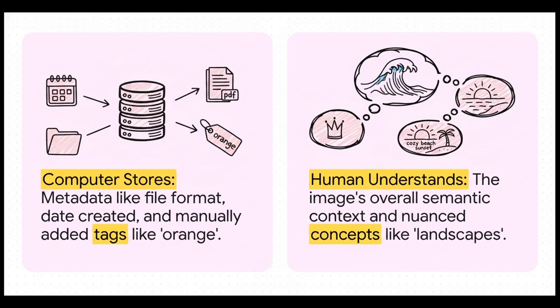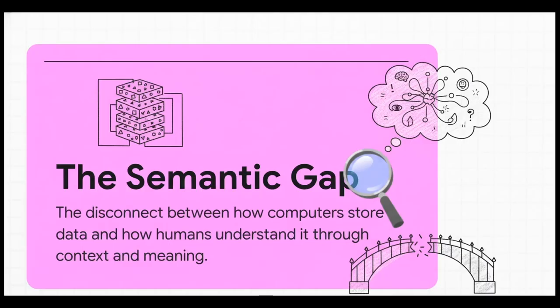A computer, traditionally, just stores the basic metadata, the file name, the date it was created, maybe some tags someone manually typed in, like sunset or orange. But a human, we understand the feeling, the context. We know it's similar to a cozy beach sunset, even though it's a completely different place. You couldn't ask an old-school database to find images with a peaceful vibe because it has no idea what peaceful even means. And it turns out, this exact problem has a name.